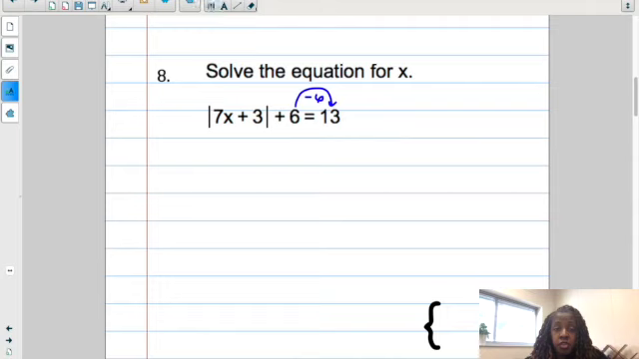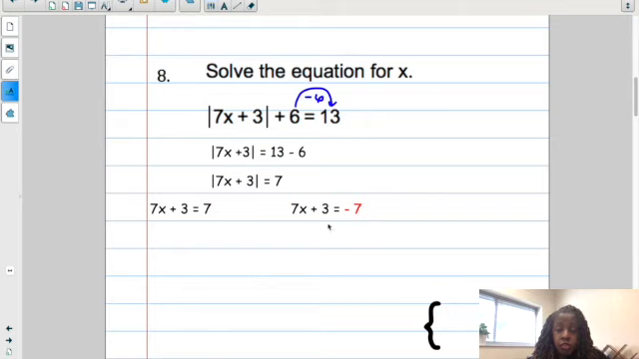All right, so once we do that, we end up with the absolute value of 7x plus 3 equals 13 minus 6, which gives us the standard form: absolute value of 7x plus 3 equals 7. Now we should write two equations, because by definition, an absolute value is the distance a number is from 0 on the number line. You have both a positive and a negative distance. So drop the absolute value bars and write 7x plus 3 equals 7, and 7x plus 3 equals -7.